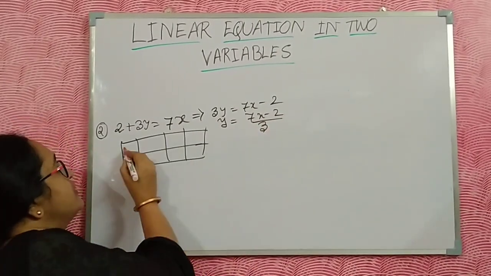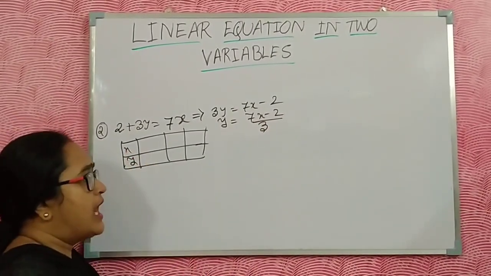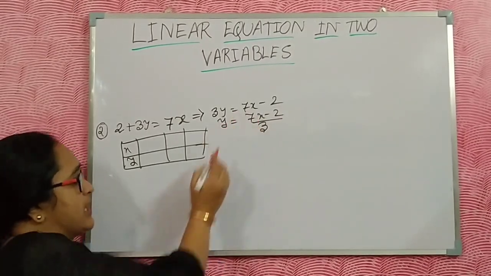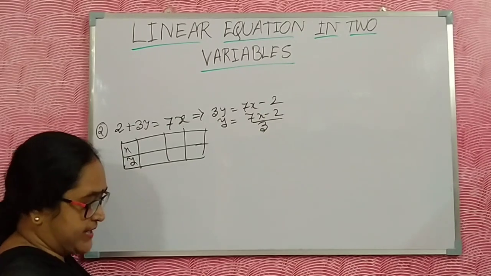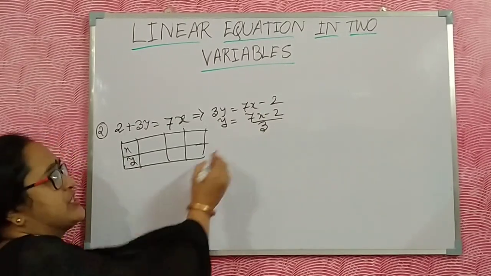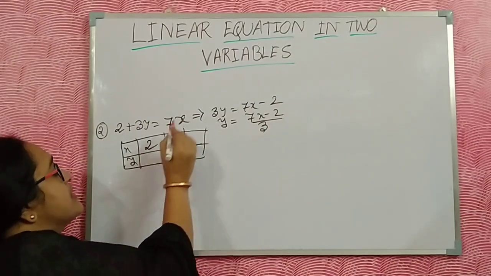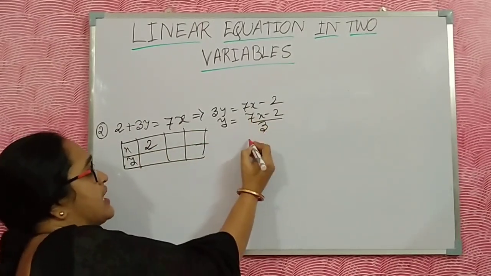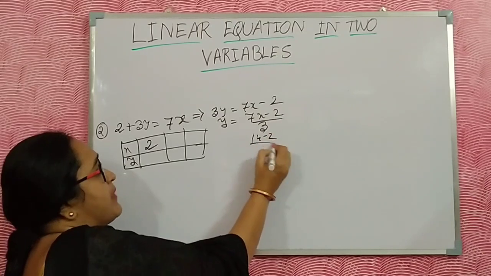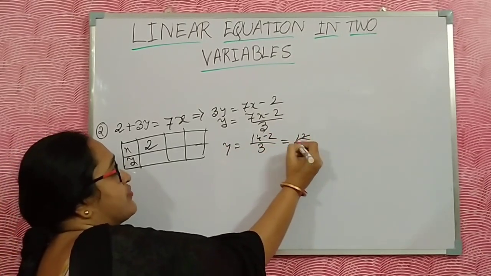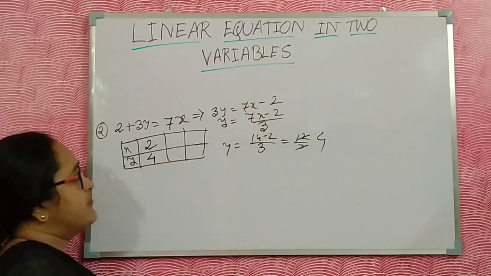Then you just put the values of x. Let x be equal to 2 first. Then it becomes 7 times 2, 14, minus 2, by 3. Then y becomes 12 by 3, which is 4. Then y becomes 4.